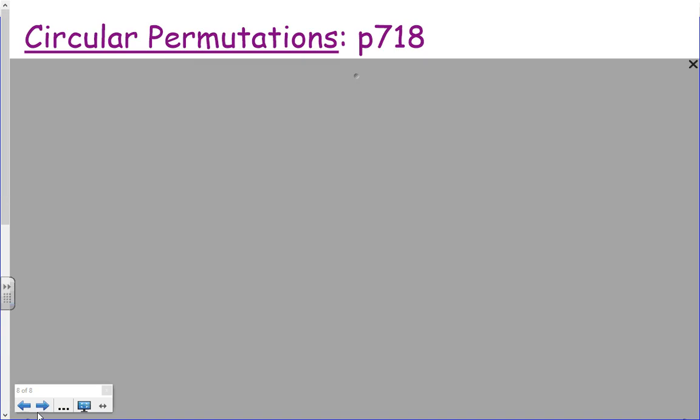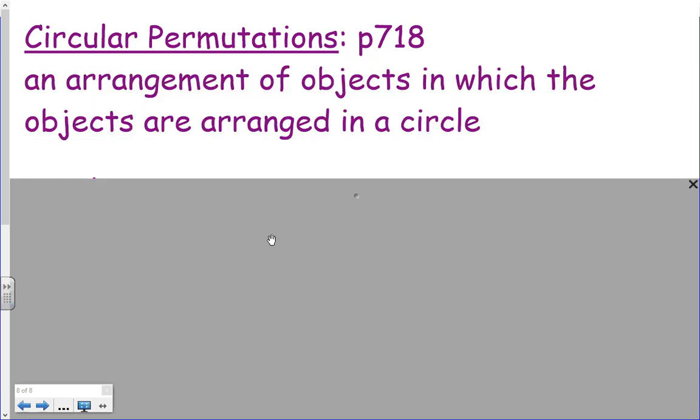All right, let's talk about the last of the 2 special cases that we need to talk about, which is a circular permutation. And again, you'll see this in the assignment in the problem set. On page 718, they'll describe this for you, but I want to make sure I mention it to you before you see those problems. A circular permutation is an arrangement of objects in which the objects are arranged in a circle. It could be people sitting around a table, and that's a permutation of those people around that table. It could be a variety of things that you're arranging in a circular manner.